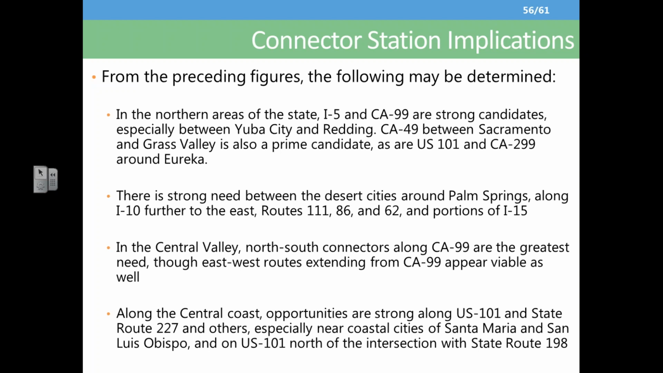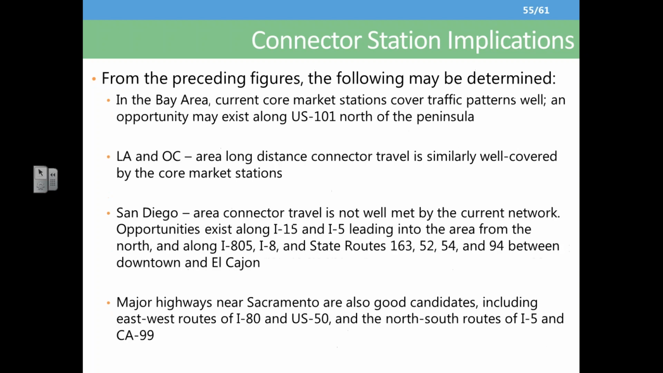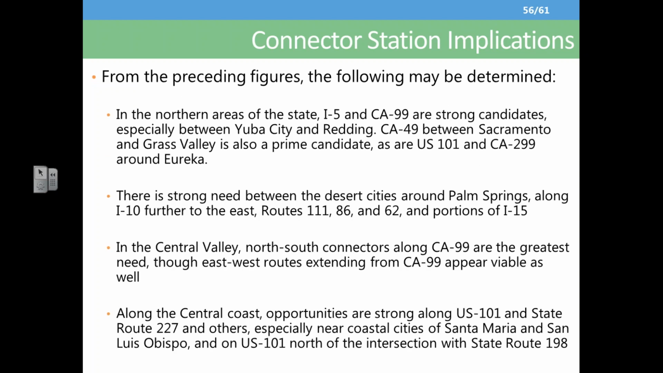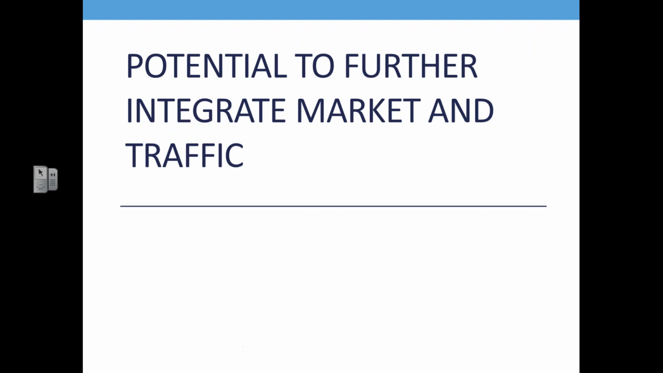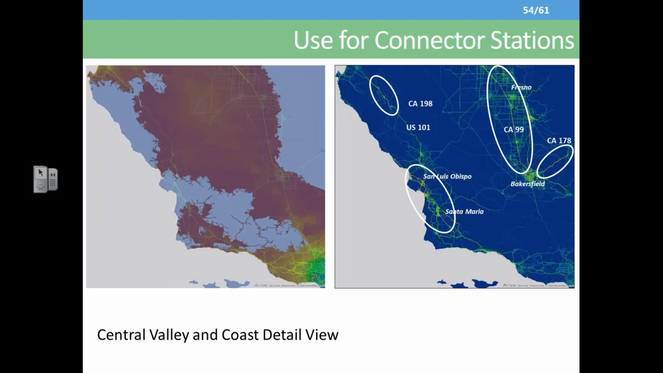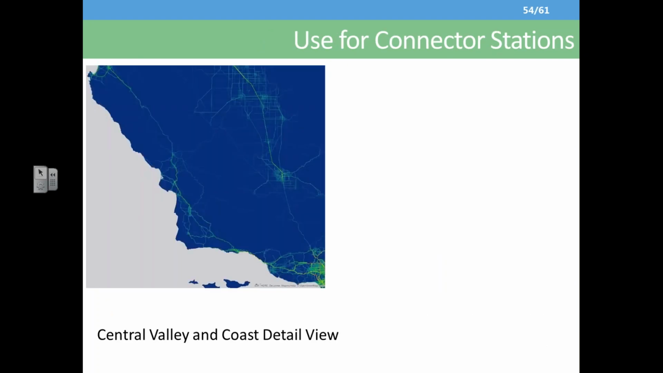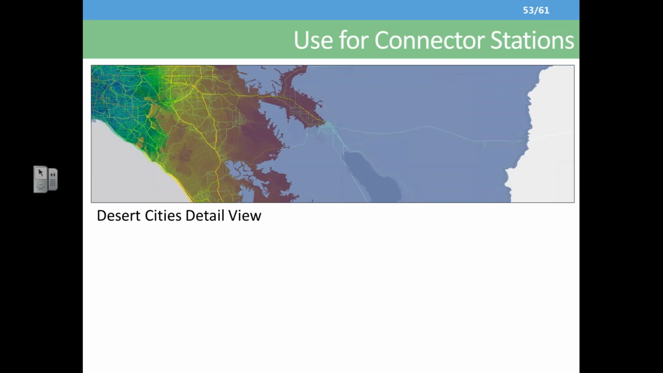And on the coast, 101 and 227 and others, especially near Santa Maria and San Luis Obispo, and 101 north of the intersection with 198. So those were all those areas that I had highlighted on the previous slides, but this is just the rundown of them. So those are the ideas that we've had so far.